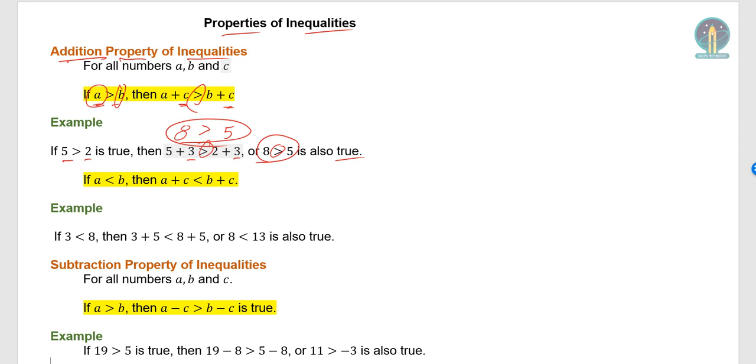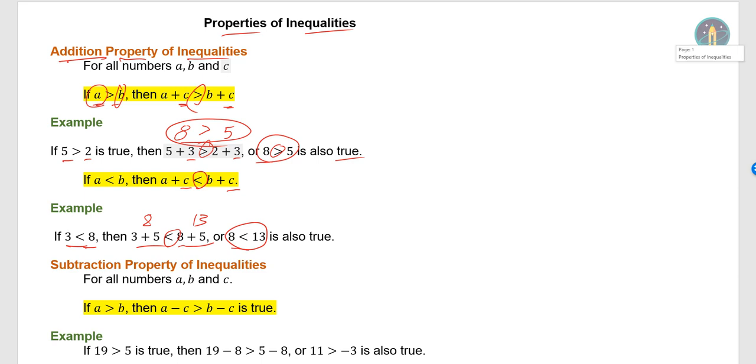The same holds if the inequality sign were reversed. If A is less than B, then again, if I add the same constant to both sides, the inequality sign is still the same way that it was. So if 3 is less than 8, which it always is, then 3 plus 5 is also less than 8 plus 5, because here you get 8 and 13. So 8 is always less than 13.